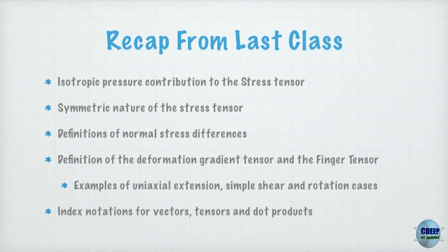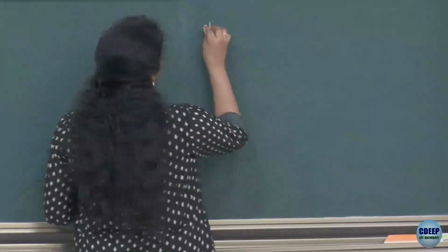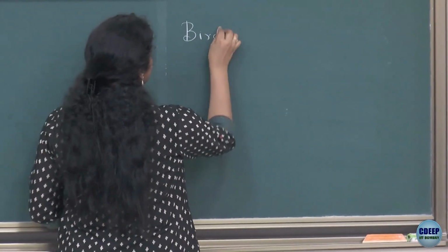And we will look at examples of uniaxial extension. We did that in part, but we will also be looking at simple shear and rotation. And of course, yesterday we looked at index notation. So those of you who were not there, you can either borrow notes from your colleagues, or there are two places where you can find index notations. One is the book by Bird, Stewart and Lightfoot.